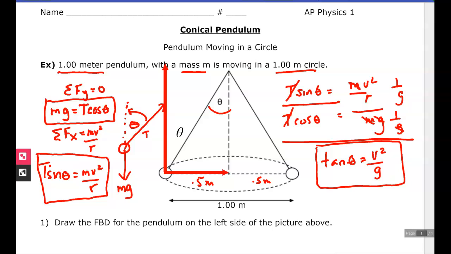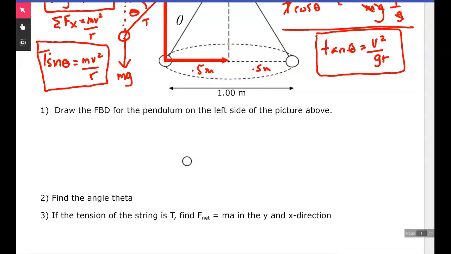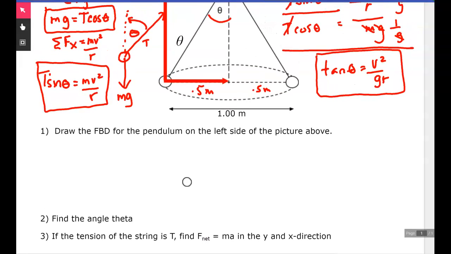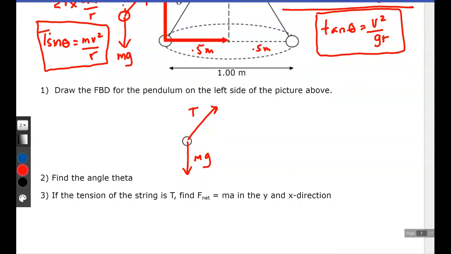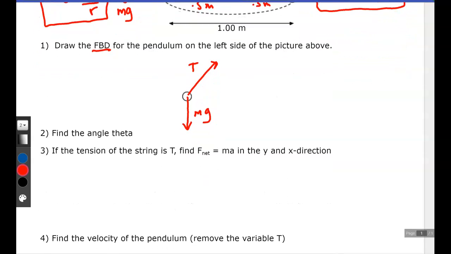Let's make that r a little bit better. And this is all new to you, so let's do this all over again. Let's review what we said. What we said is that there are two forces on the pendulum bob when it's on the left. These are the two forces: there's the tension, and there's the mg. There's our free body diagram. So that's the free body diagram for the pendulum on the left side.